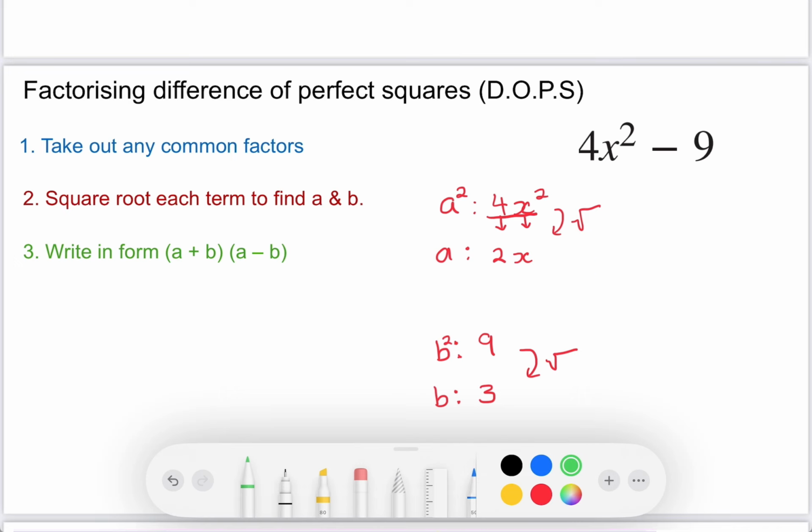And now I'm going to write it in my form of a plus b, a minus b. Well, a is 2x, and I'll write that in the second one, and b is 3. And then I simply write a plus b, a minus b.